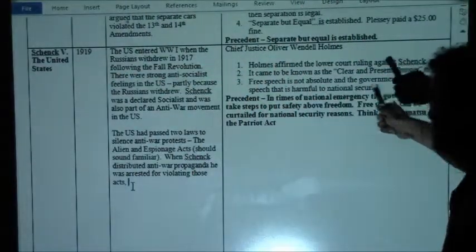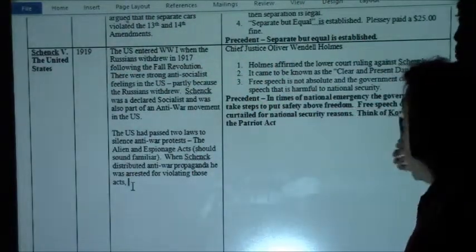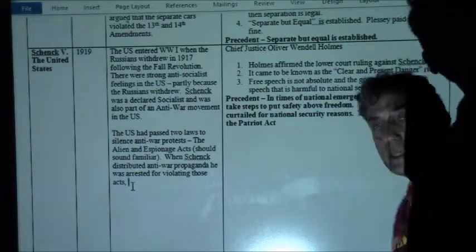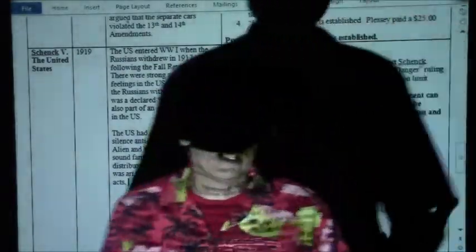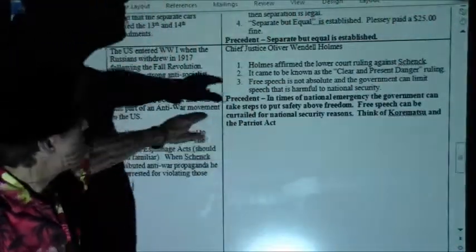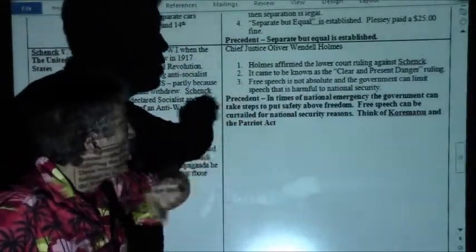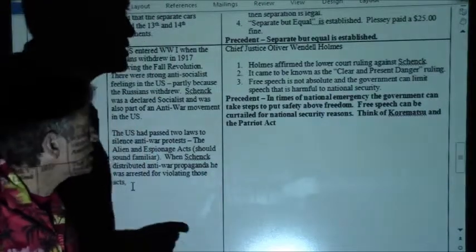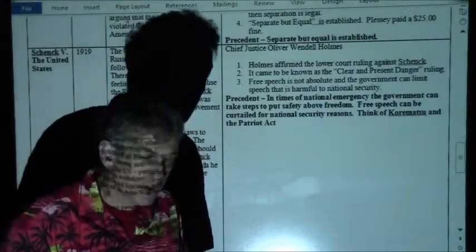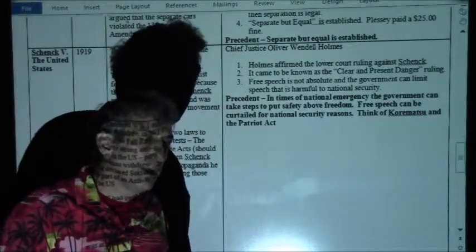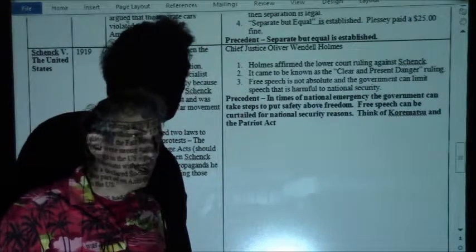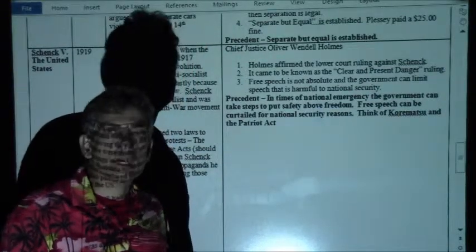The Supreme Court, under Justice Oliver Wendell Holmes, affirms the lower court ruling against Schenck. So now the Supreme Court has upheld the ruling against Schenck. It came to be known as a clear and present danger ruling. Free speech is not absolute, said Holmes, and the government can limit speech that is harmful to national security. So in times of national crisis, freedom of speech can be curtailed.